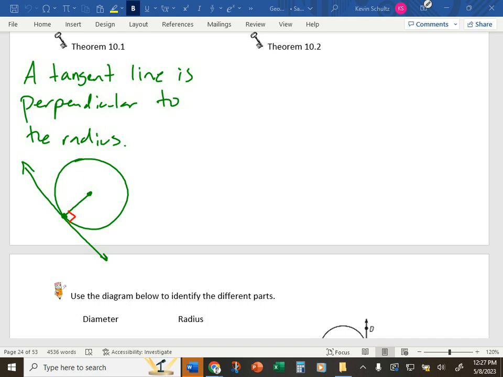And of course, whenever you've got a right angle, you open the door for things like right triangles. You'll see on the next page, you've got some right triangles.